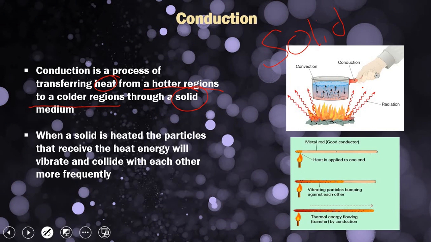So that's the difference. Whenever they ask you in the objective question, it's kind of easy to remember. Conduction is solid, convection is liquid or gas, and radiation does not need any medium. So that's how you remember if they ask you in the objective question in particular. Hotter region to a colder region.